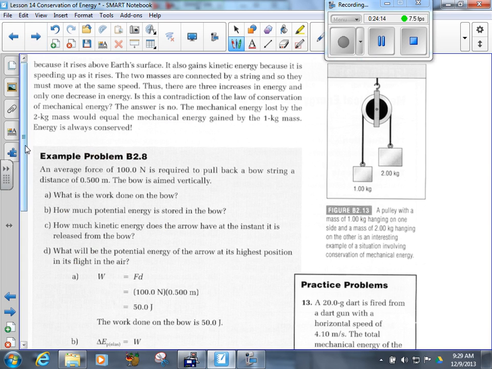All right. Pulleys. For some reason, when people see a pulley, they somehow misconstrue what a pulley does.